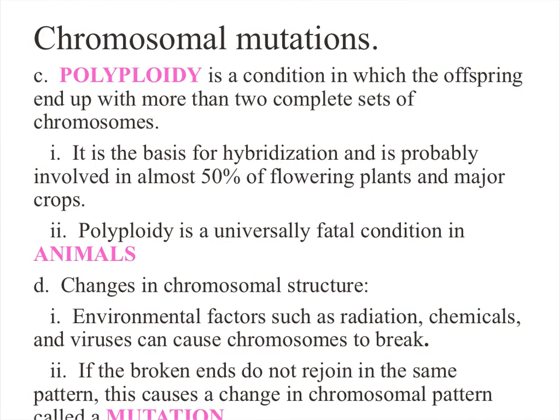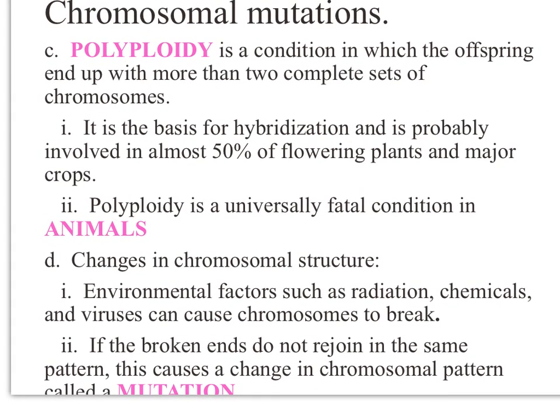A polyploidy is where you end up with more than two complete sets of chromosomes. This is not survivable in animals, so polyploidies do not happen in animals, but they do happen in plants. This is how you get hybrid plants. Almost 50% of flowering plants and major crops involve some sort of hybridization.